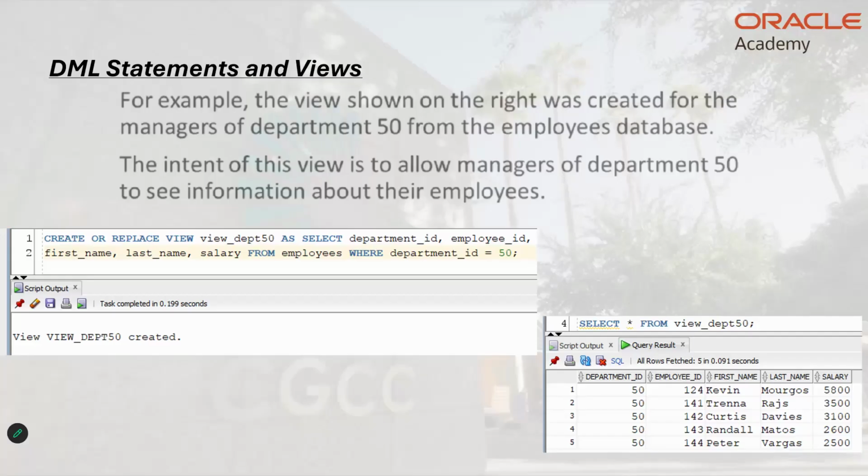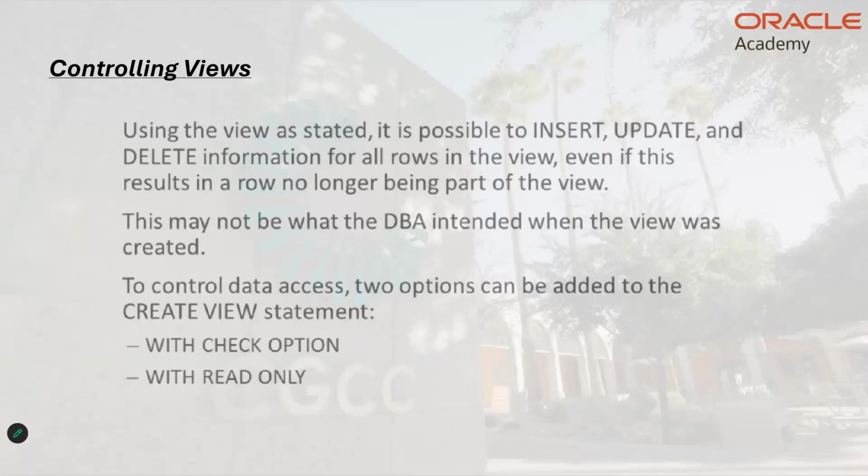So anyway, create or replace this view Department 50, and we're just giving them access to Department ID, Employee ID, first name, last name, salary, because they want to create a report and see who they can dock pay or give a raise. And think positive. So once again, we just create a view, something for the manager to take a look at. All right. Whoopee. So using the view as stated, it is possible to run DML.